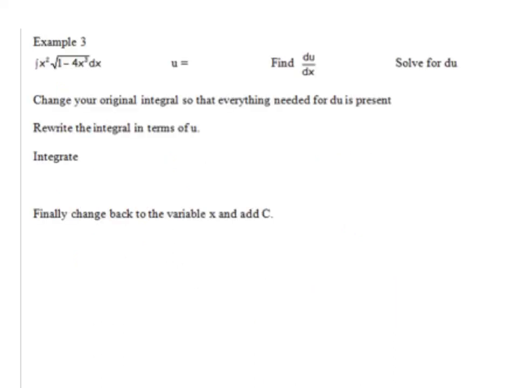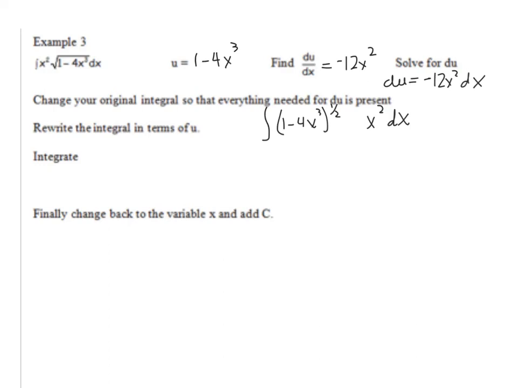So here's example number 3. We have the integral of x squared, square root of 1 minus 4x to the 3rd dx. Once again, we start with u, and u will be what's underneath the radical, so that's going to be 1 minus 4x to the 3rd. I'm going to find the derivative, which will be negative 12x squared, and then solve for du, so du equals negative 12x squared dx. Okay, so now I'm going to rearrange the original. So I have 1 minus 4x to the 3rd to the 1/2, and then here's my x squared dx.